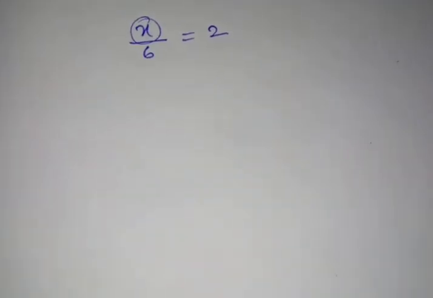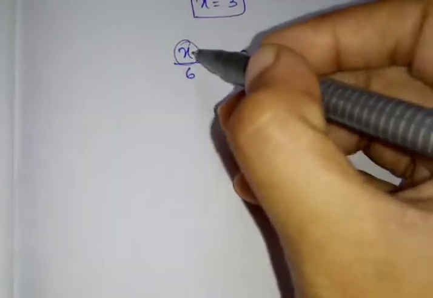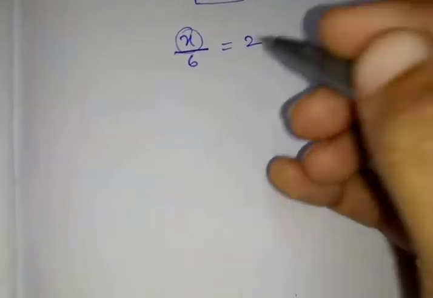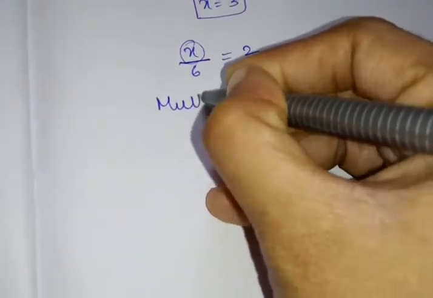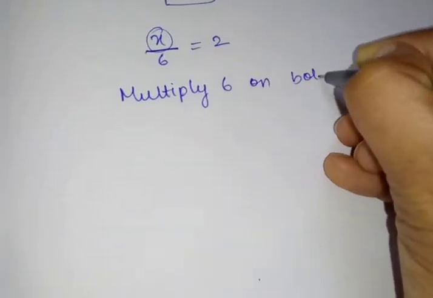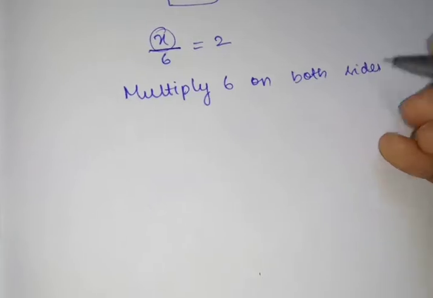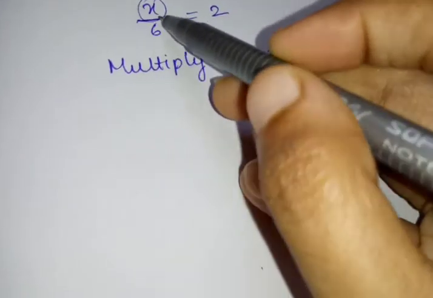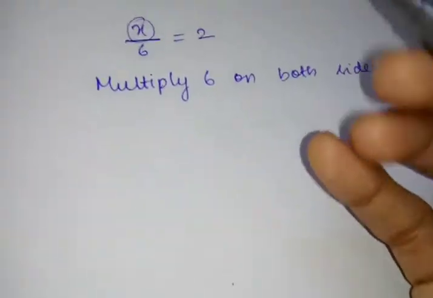You should eliminate that. How will you eliminate it? Actually, it is x divided by 6. So, 6 is divided. So, what should you do? Multiply 6 on both sides. Is it correct? Because 6 is division. So, in order to eliminate the 6, you should multiply by 6.